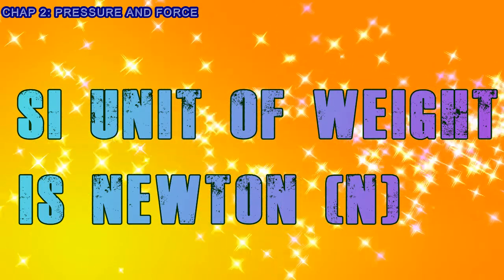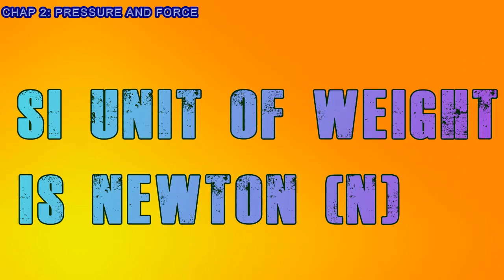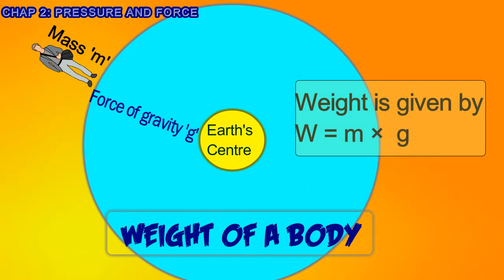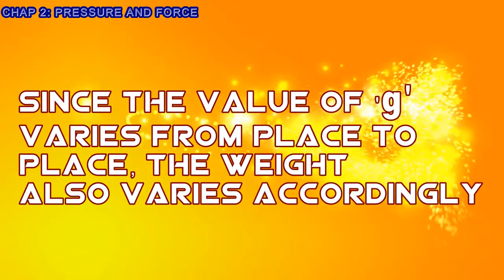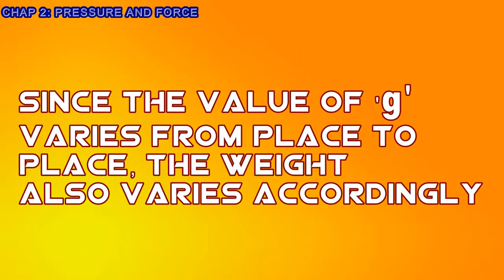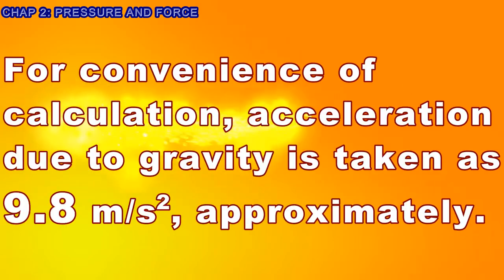The SI unit of weight is Newton. The weight of a body is the force of gravity g acting on a mass m of a body. So the weight is given by W equals mass into gravity. Since the value of gravity varies from place to place, for the convenience of calculation, acceleration due to gravity is taken as 9.8 meters per second square approximately.